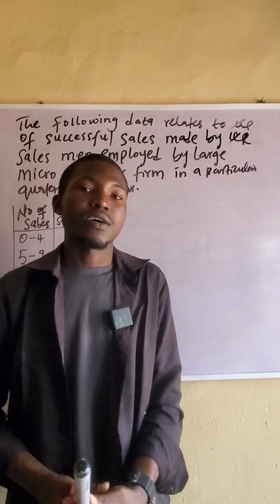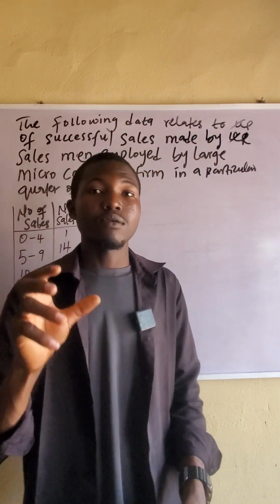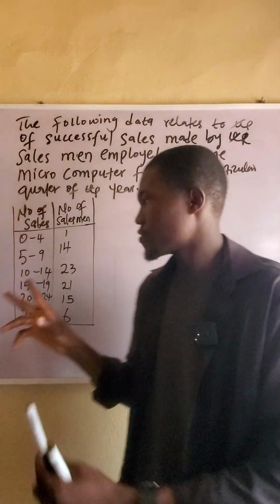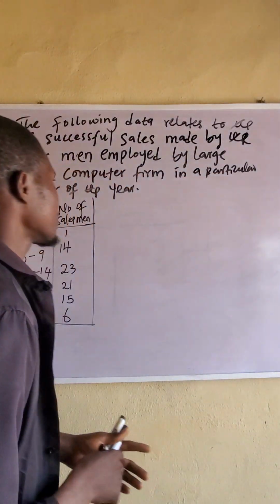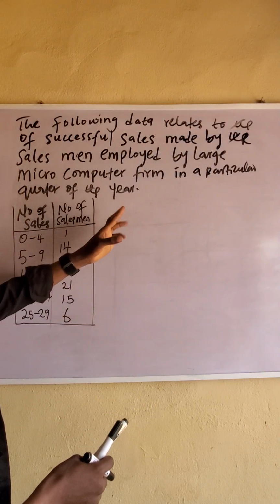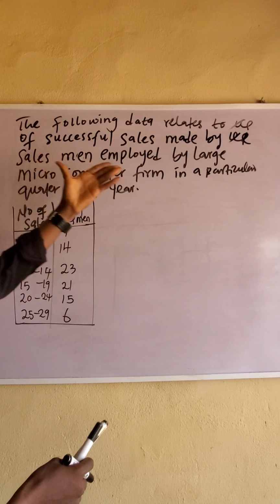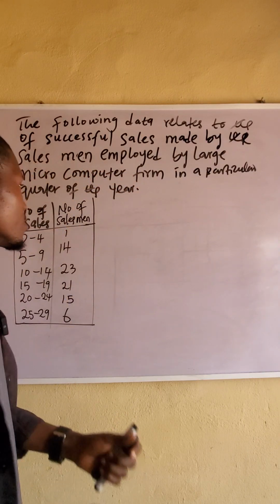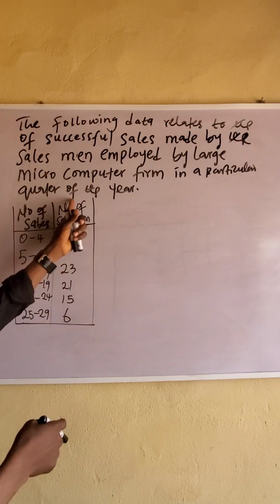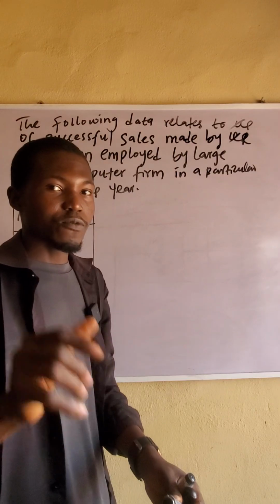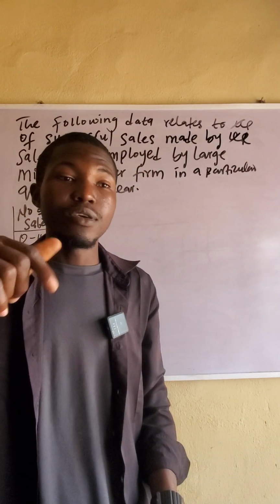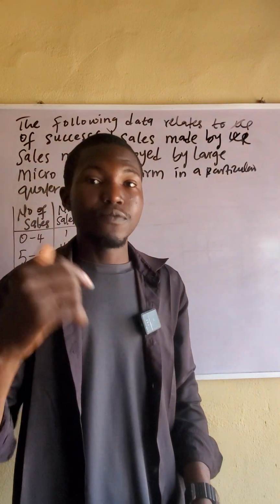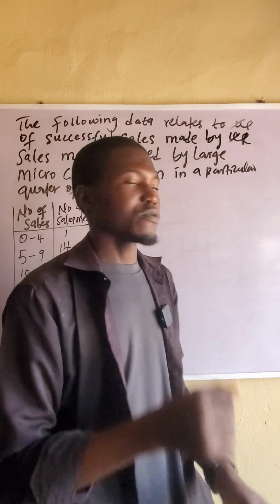Now let me teach you how to find the arithmetic mean for grouped data. So this is grouped data. So let's find the arithmetic mean. To do that, what we do is simple. Note that these are the number of sales made, and these are the number of salesmen. From here, remember, I'll teach you how to find the arithmetic mean using frequency distribution. You can check the previous video.